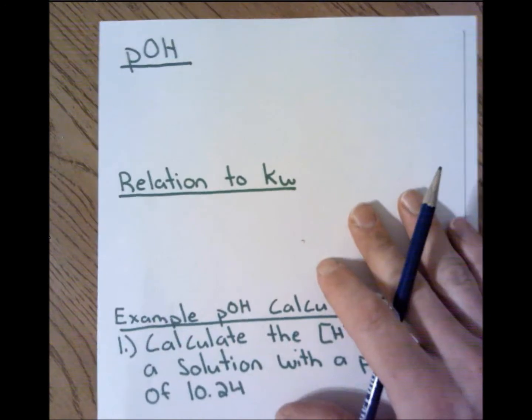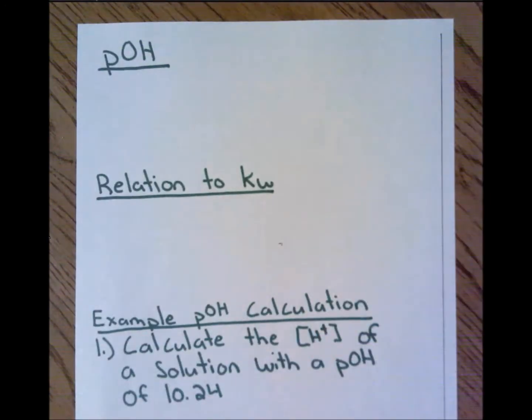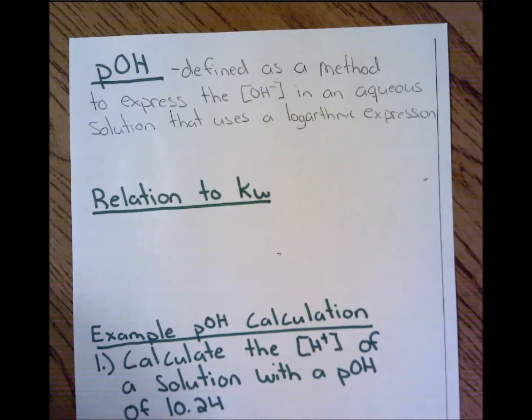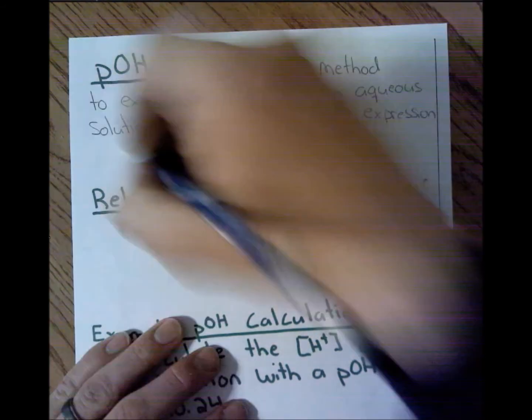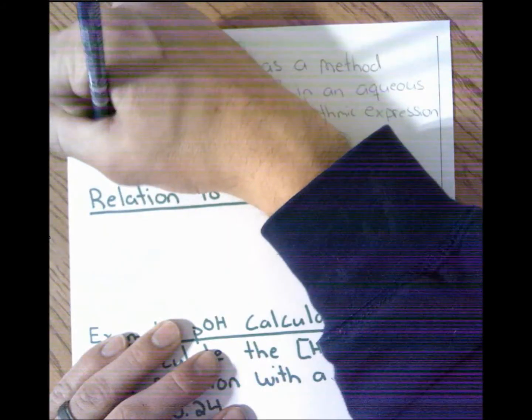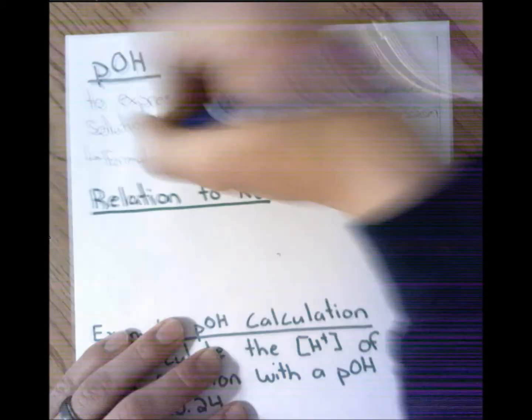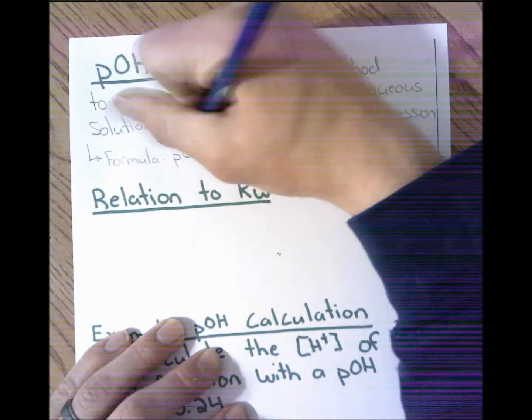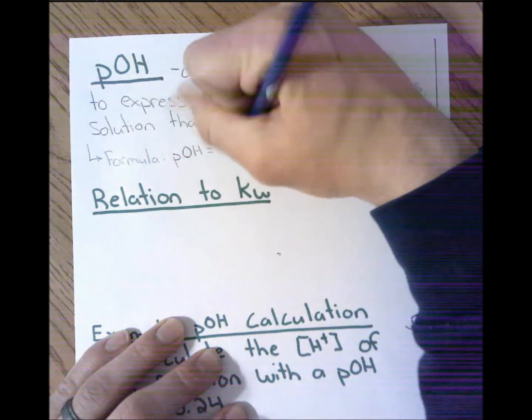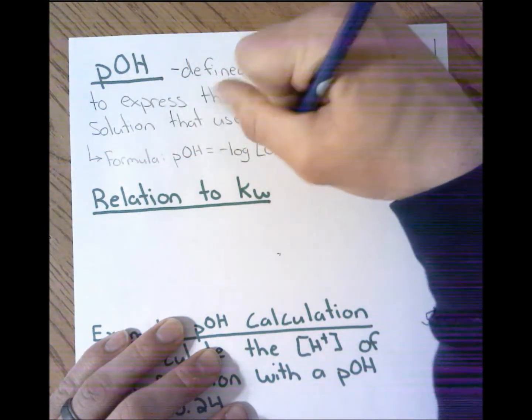pOH. So pOH, it's going to look really similar to pH. The only difference is it's the concentration of hydroxide expressed in that logarithmic expression. So let me write the exact definition down, and then we'll get back to notes. All right, so there is that written definition. And again, I like to see a formula. I like to be able to crunch some numbers. And so the formula looks very, very similar, except we get the pOH equal to the negative log of the concentration of OH minus.